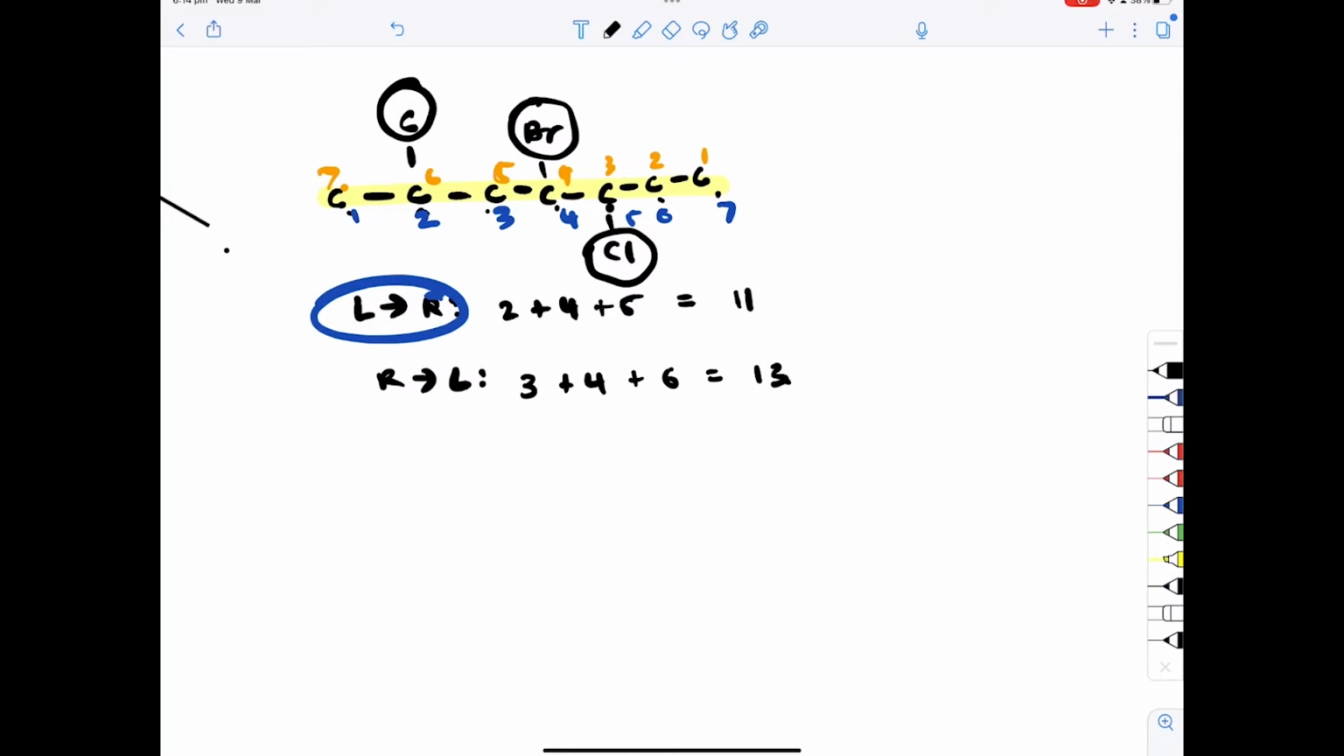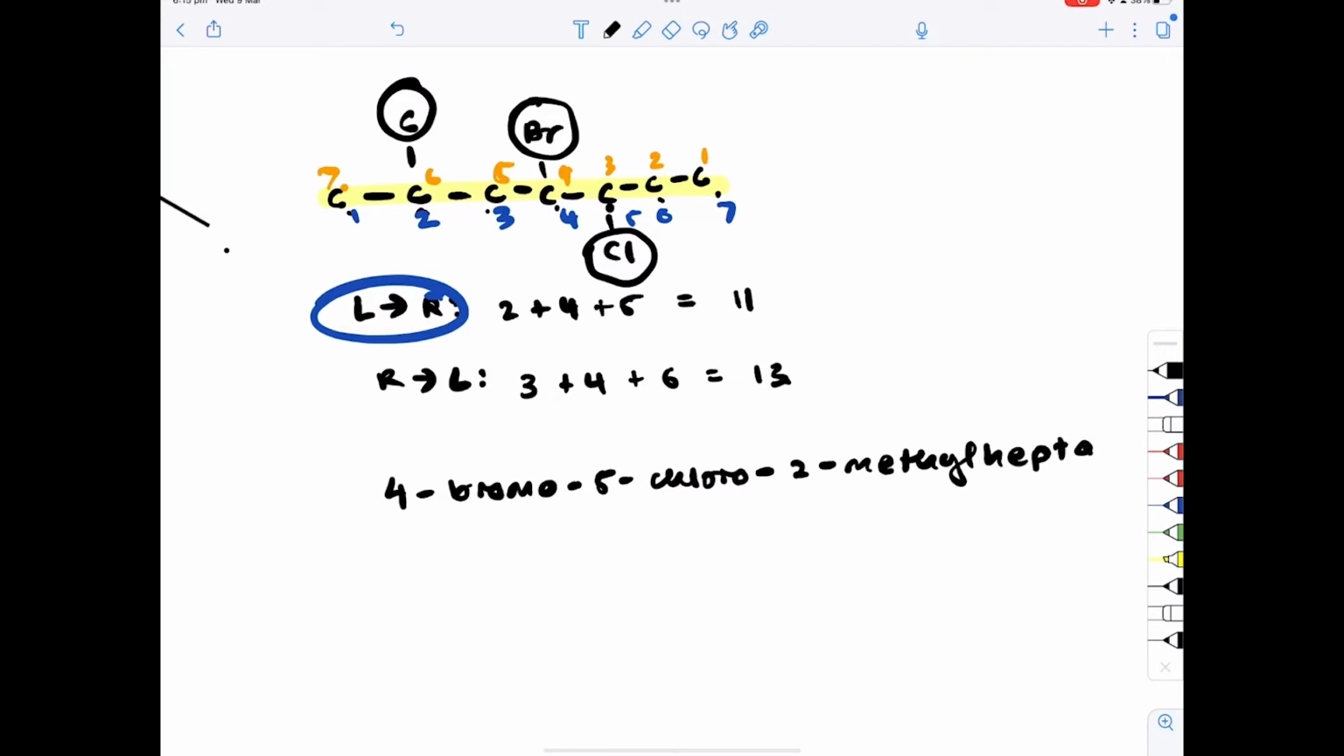Okay, I got 4-bromo-5-chloro. I want you to tell me the dashes as well. Okay, 4-bromo, dash, 5-chloro, dash, 2-methylheptane. Good, perfect, right? Not too hard at all.